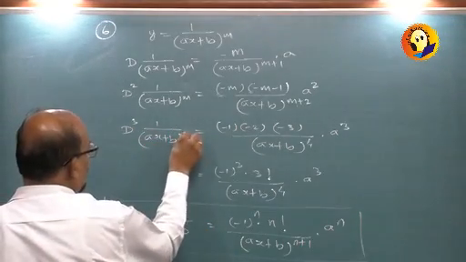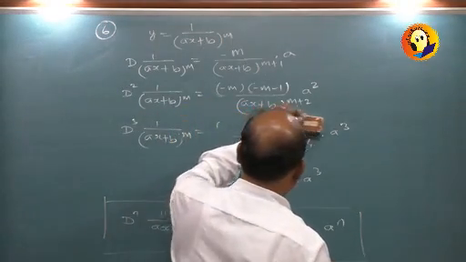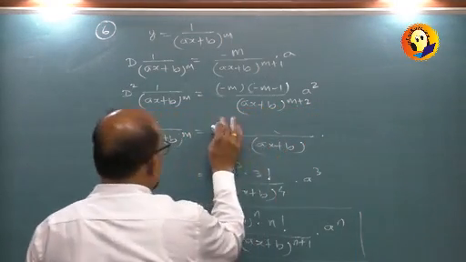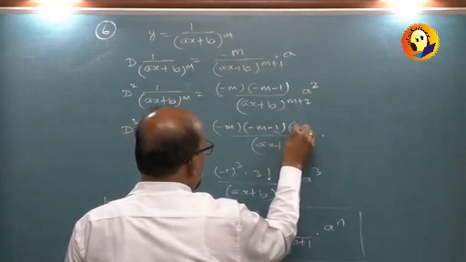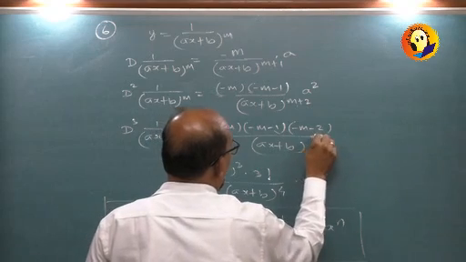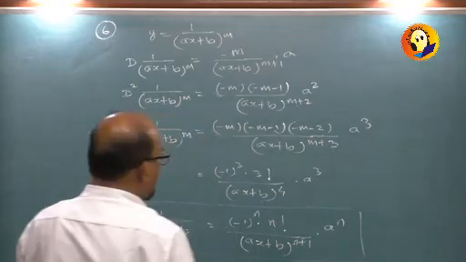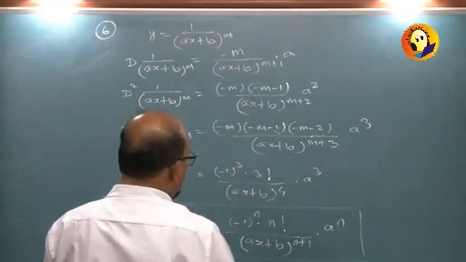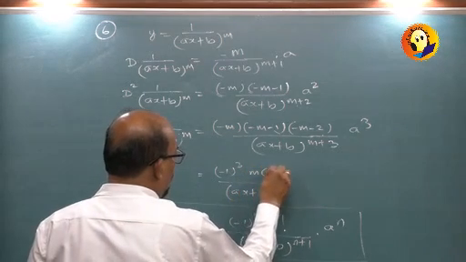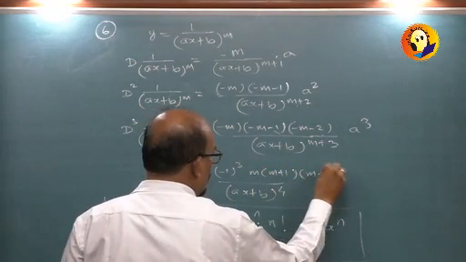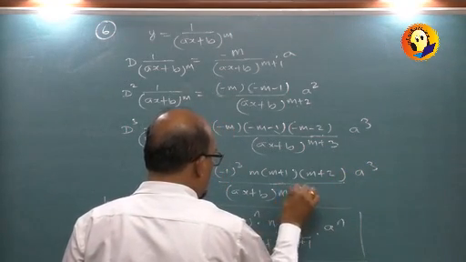For the third derivative, it will be minus m into minus m minus 1 into minus m minus 2, a cube upon m plus 3. And we generalize here, minus 1 cube will remain. It is m into m plus 1 into m plus 2, a cube upon m plus 3.